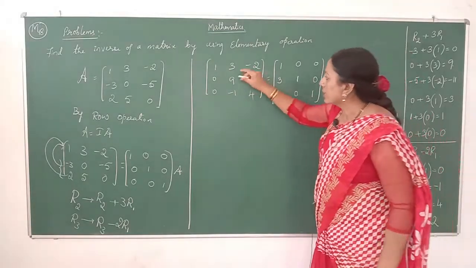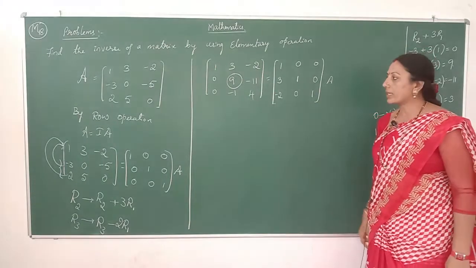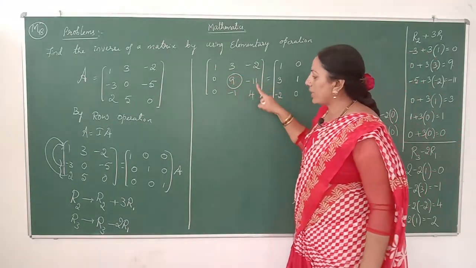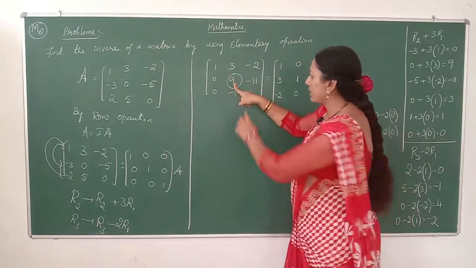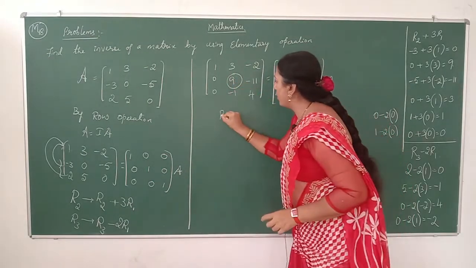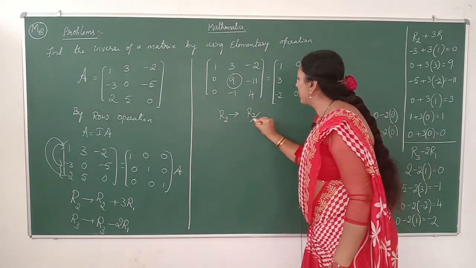So after that, we come to the next condition, which is the diagonals. What are the diagonal elements of the identity matrix? They will be concentrated. So if these elements are nothing but 1, therefore R2 can be changed to R2 divided by 9.